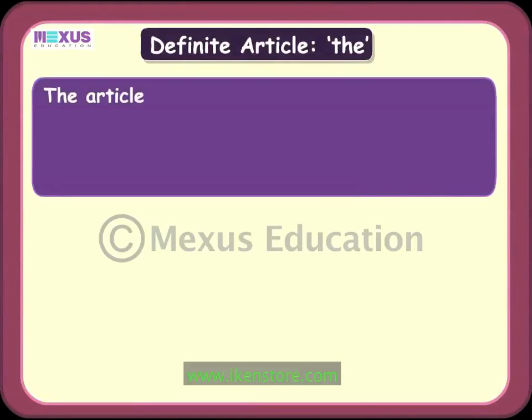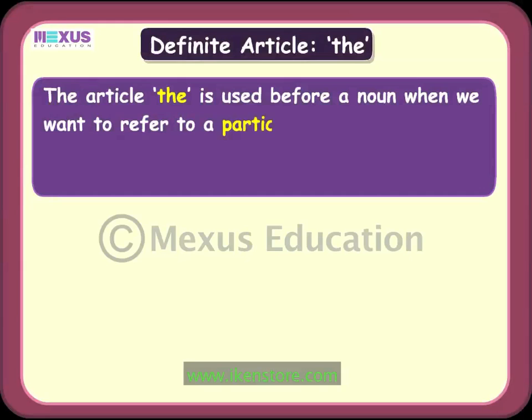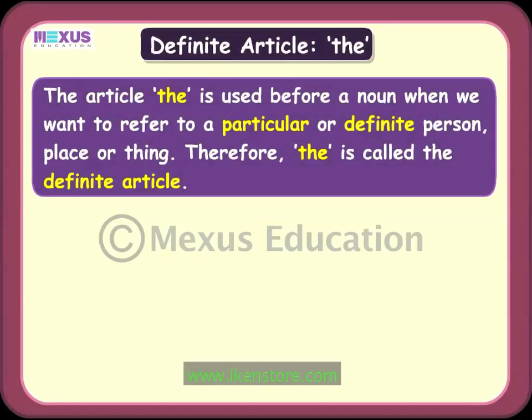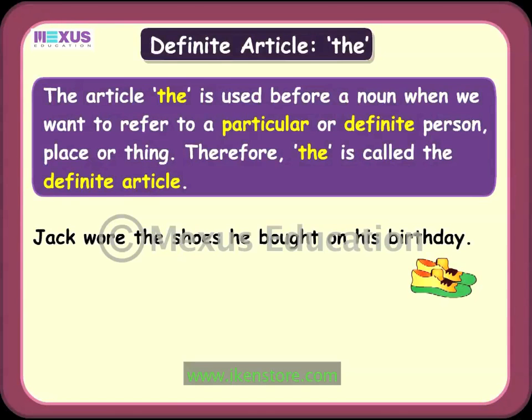We use the article the before a noun when we want to refer to a particular or definite person, place, or thing. Therefore, the is called the definite article. For example, Jack wore the shoes he bought on his birthday. Here the article the is used to point out that Jack wore the specific or particular shoes that he bought on his birthday. So the is called a definite article.